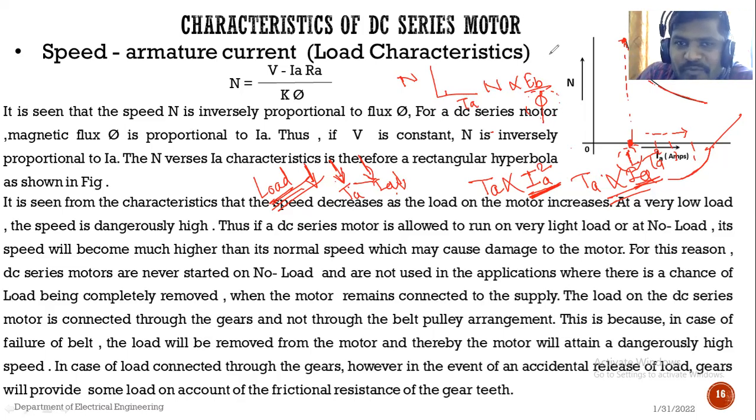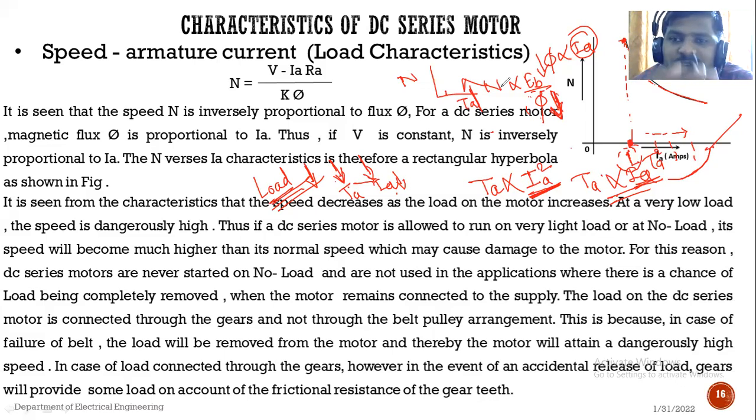IA. That means phi is proportional to IA. So if IA is less, what about phi? Less. Phi is less. And if the phi is less, according to this relation, the flux is less, so what is the speed? Maximum. Okay, that means at a minimum value of armature current, the speed of the DC series motor is maximum, or at no load condition, the speed of DC series motor is dangerously high.